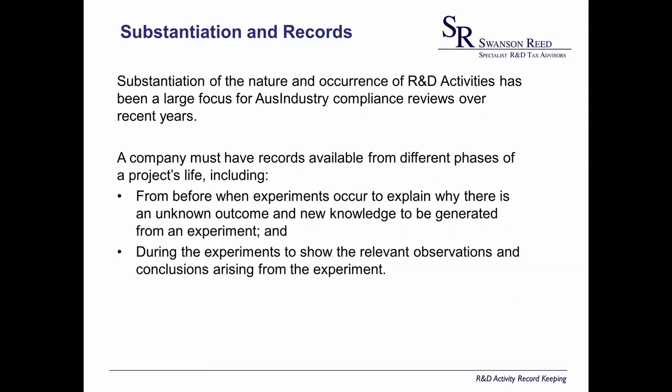Substantiation of the nature and occurrence of R&D activities has been a large focus for AusIndustry compliance reviews over recent years. A company must have records available from different phases of a project's life, including from before when experiments occur to explain why there is an unknown outcome and new knowledge to be generated from an experiment, and during the experiments to show the relevant observations and conclusions arising from the experiment.